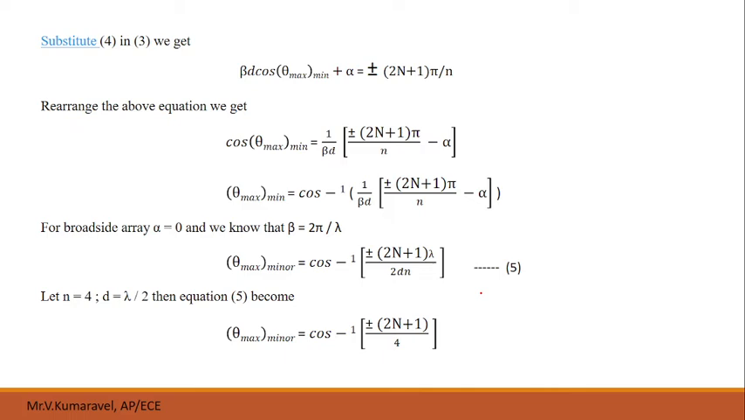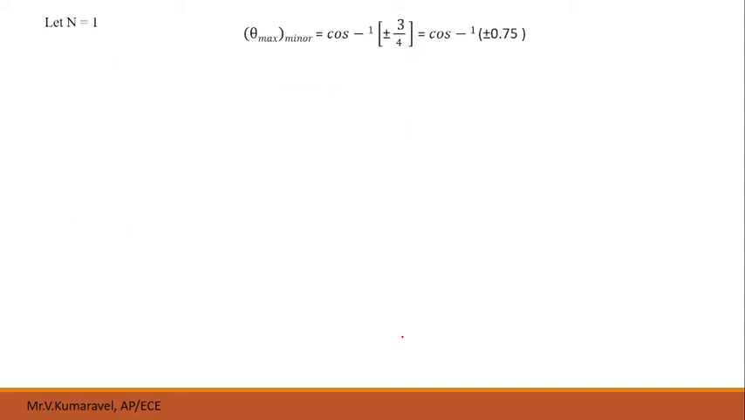Let us substitute capital N equal to 1. From the previous expression, theta equals cos inverse of plus or minus 3 by 4. 3 by 4 is plus or minus 0.75. So now we need to find what is cos inverse of plus 0.75.